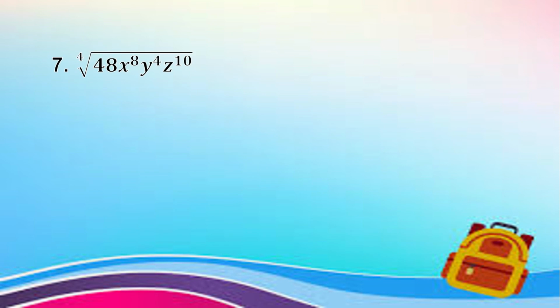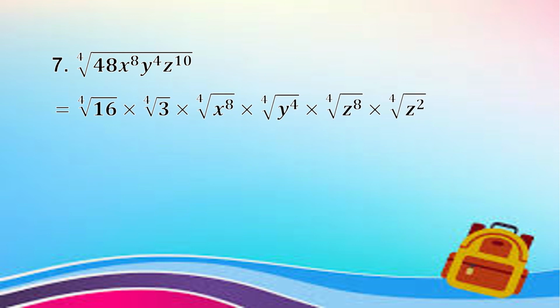Number 7, fourth root of 48 x raised to 8, y raised to 4, and z raised to 10. Simplifying that, we have the fourth root of 16 because 16 is a perfect fourth power. So we have fourth root of 3 because 16 times 3 is equal to 48. Fourth root of x raised to 8 because 8 is divisible by 4. Fourth root of y raised to 4 because 4 is divisible by 4. Fourth root of z raised to 8 because 8 is divisible by 4. So, we'll have a remaining z raised to 2 because 8 plus 2 is equal to 10, since z raised to 10 is what was given.